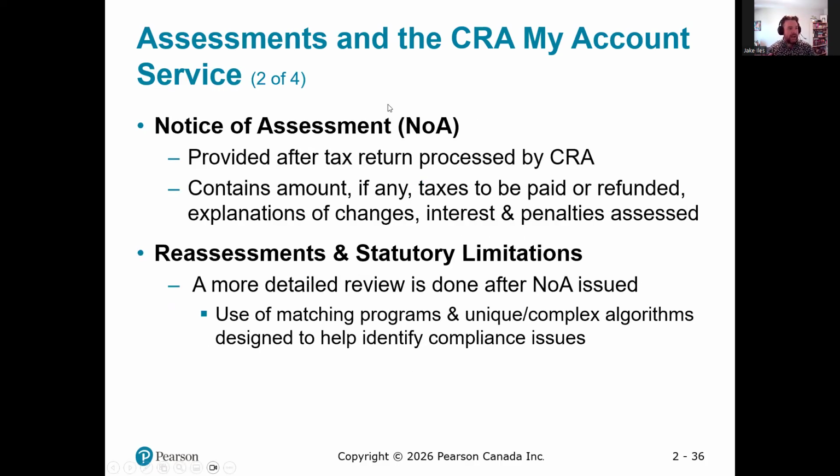So after you file a return, they will give a notice of assessment provided after the tax return is processed by the CRA. It contains the amount, if any, of taxes to be paid or refunded, explanation of changes, interest and penalties assessed. So a notice of assessment is, I filed my return. Here's all my information. I owe $12,000. The notice of assessment is the CRA saying, we've looked through your return and we agree with what you filed, so please pay the $12,000.